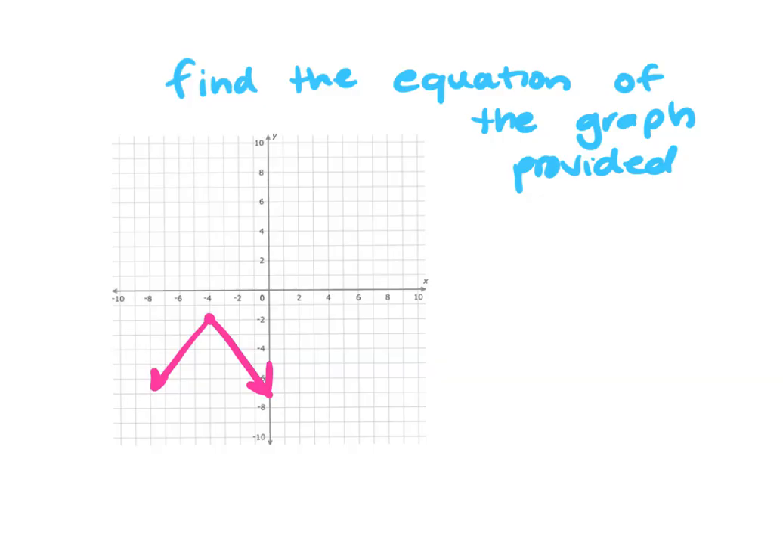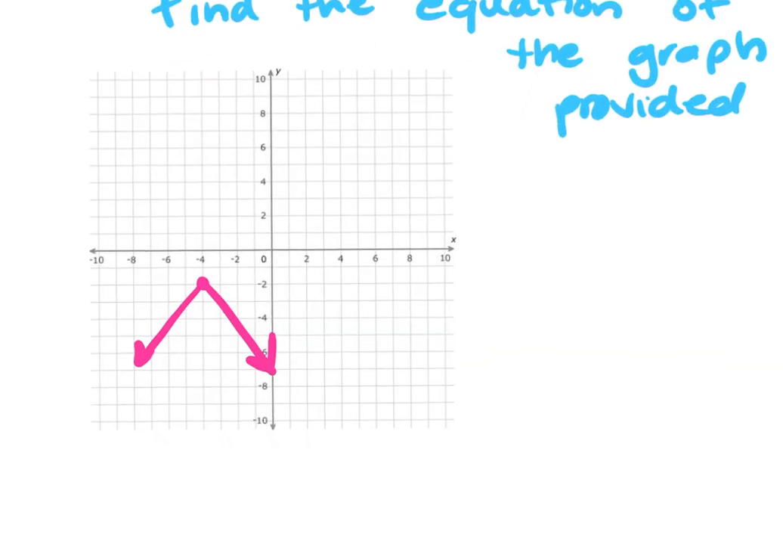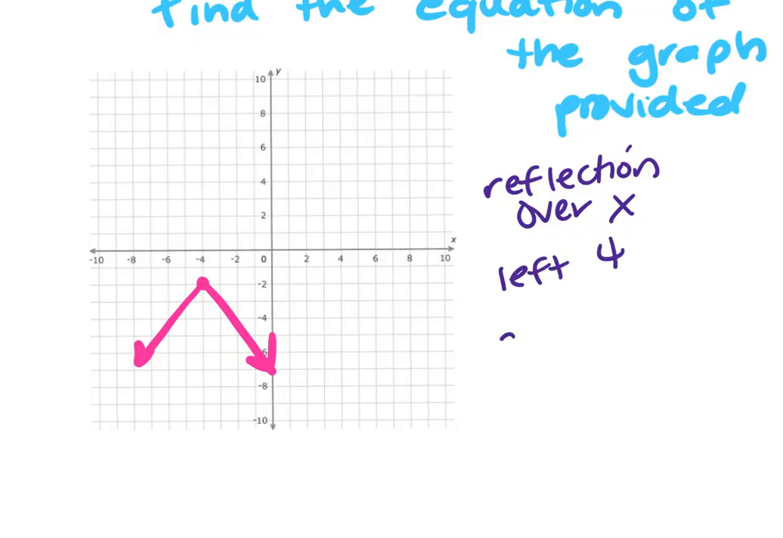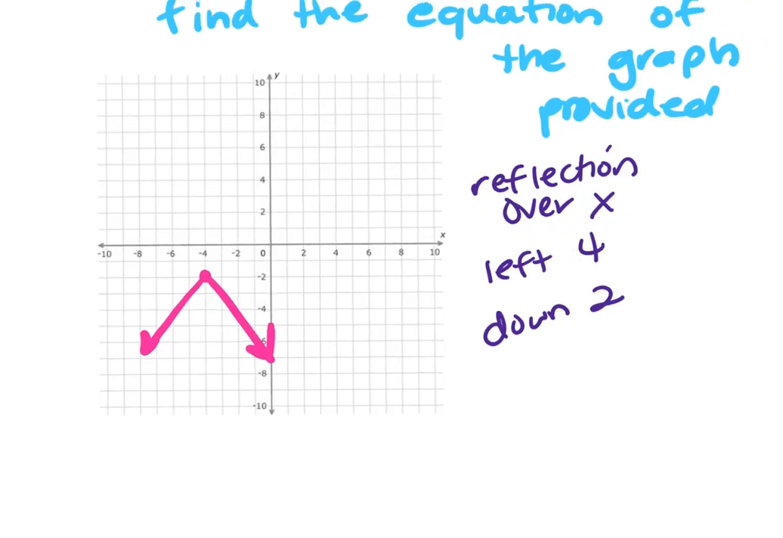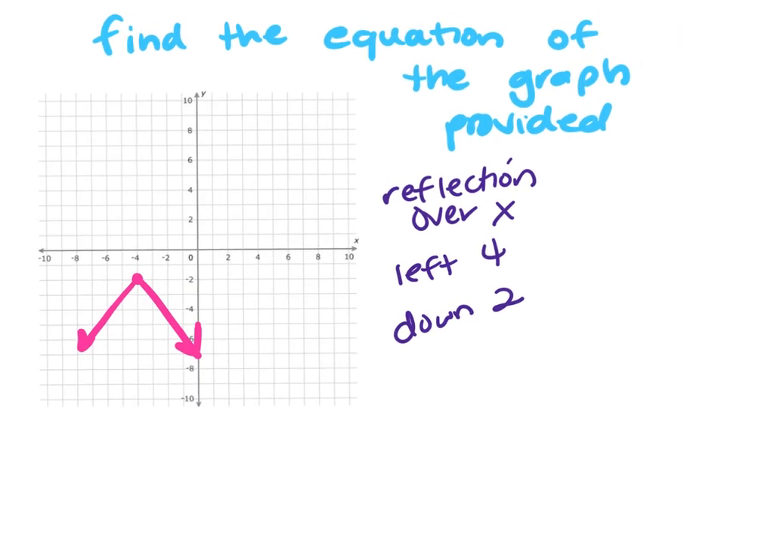Now what transformations are happening here? A reflection over the x. What else? Left 4 and down 2. How do I write that in equation form? I would write g of x equals reflection, means a negative on the front, absolute value, x. A left 4 is what inside the parentheses? Plus 4. And a down 2 is what outside the parentheses? Minus 2.